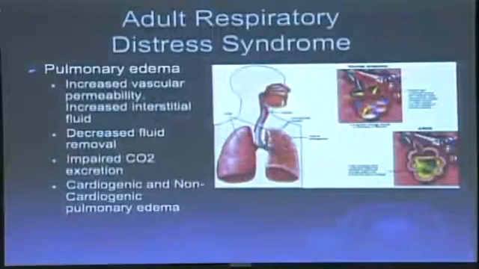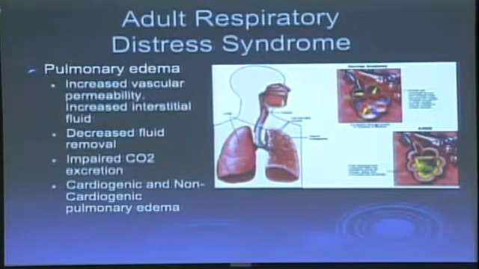Okay. Now, the real meat of our respiratory management is in dealing with adult respiratory distress syndrome. There's a lot of things to consider in adult respiratory distress. It's a basic underlying thing with ARDS, or acute respiratory distress syndrome, depending who you read, is pulmonary edema. Now, I don't know why it does that either.